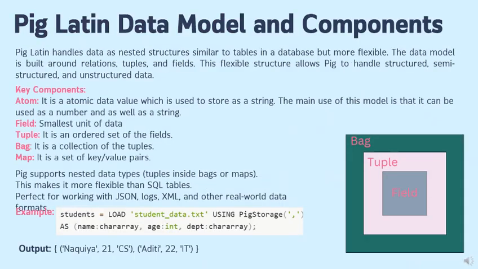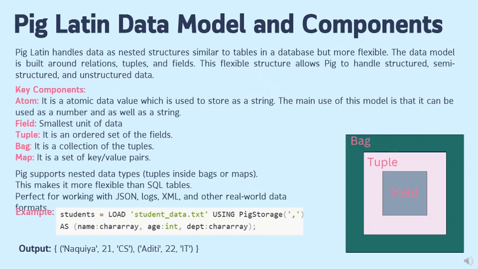Let's talk about how Pig stores data and organizes it. This diagram here shows the data model. At the smallest level, you have a field, that is one piece of data, like name or age. A collection of fields forms a tuple, kind of like one row in a database, and a collection of tuples forms a bag, which is like a whole table. Pig also has maps, which can store key value pairs. For example, city Mumbai, state Maharashtra.